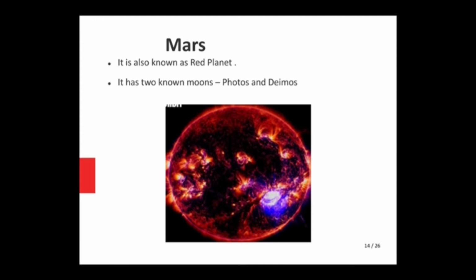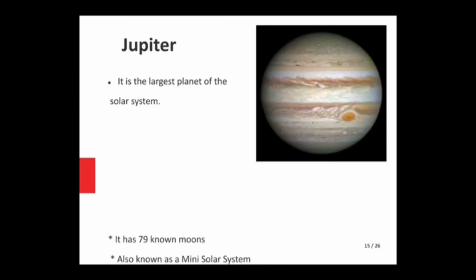because it has a high temperature and lots of iron oxide on its surface that gives it a reddish appearance. Mars has only two known moons. One is Phobos and the other one is Deimos. The next planet is Jupiter.